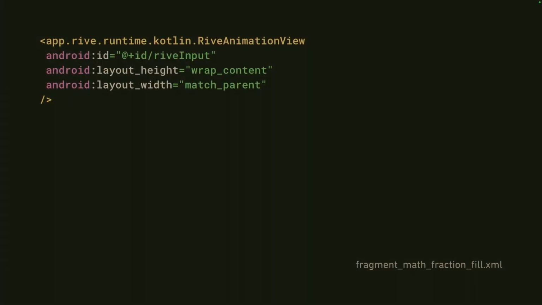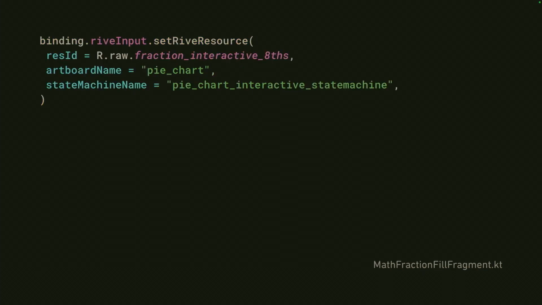Right. So starting with Rive's custom view, we'll call it Rive input in our XML. Then in our fragment, we'll fill the view with our Rive animation by calling set Rive resource. Before I say more, I want to mention this code is not an opinion on how to architect your Rive usage. It's more of a demonstration of the API usage, and I've modified code for presentation readability. All right, so what's going on here?